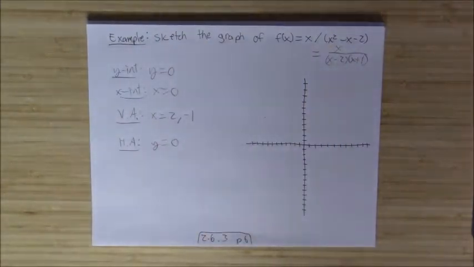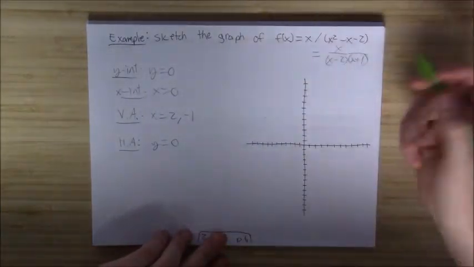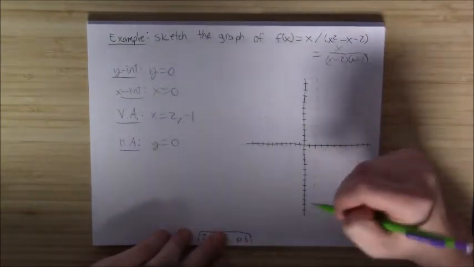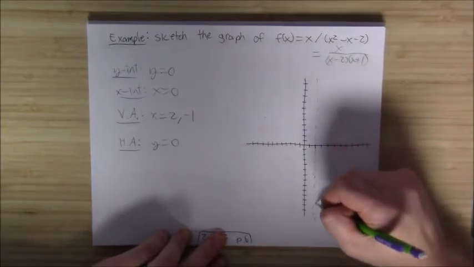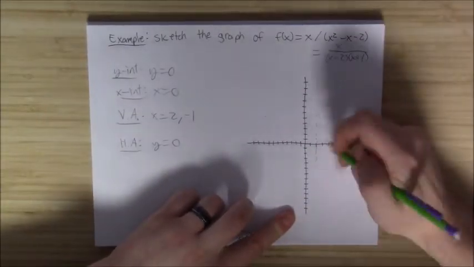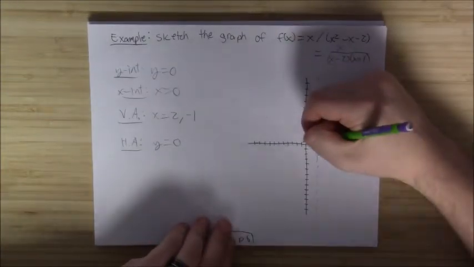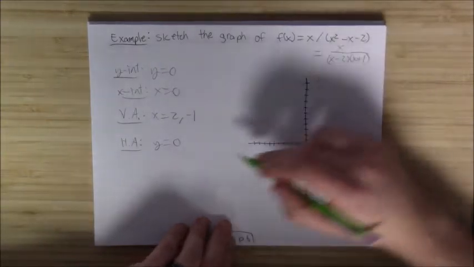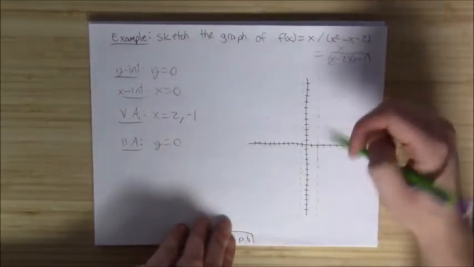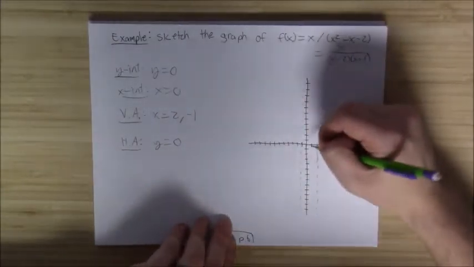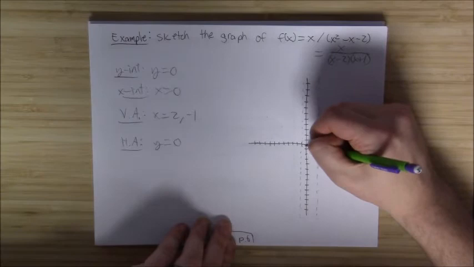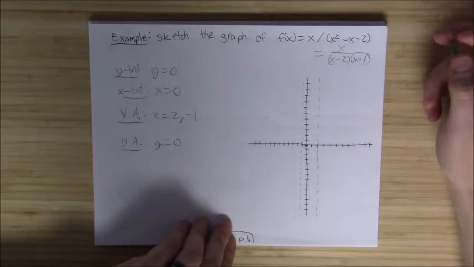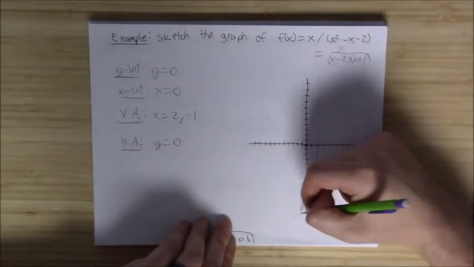Well, now that we have that, let's go through and plot what we have so far. So vertical asymptotes at 2 and at -1. And finally, we have the horizontal asymptote there. We also have, okay, so at 0, we have our one and only intercept. And what happens in between here?